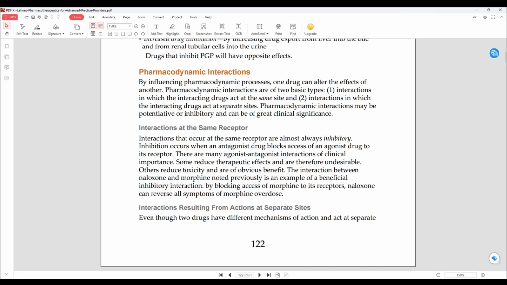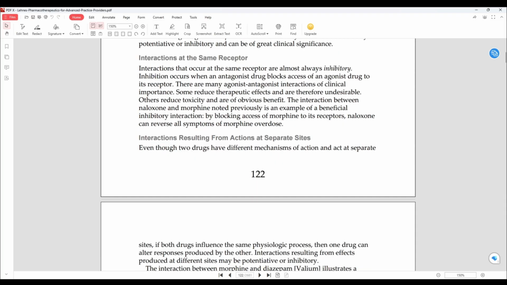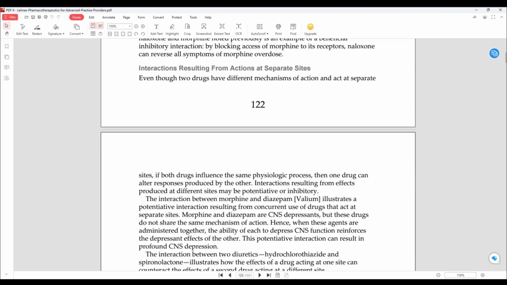So, interactions at the same receptor. Interactions that occur at the same receptor are almost always inhibitory. Inhibition occurs when an antagonist drug blocks access of an agonist drug to its receptor. There are many agonist and antagonist interactions of clinical importance. Some reduce therapeutic effects and are therefore undesirable. Others reduce toxicity and are of obvious benefit. The interaction between naloxone and morphine noted previously is an example of a beneficial inhibitory interaction. By blocking access of morphine to its receptor, naloxone can reverse all symptoms of morphine overdose.